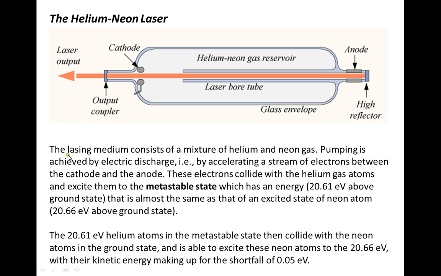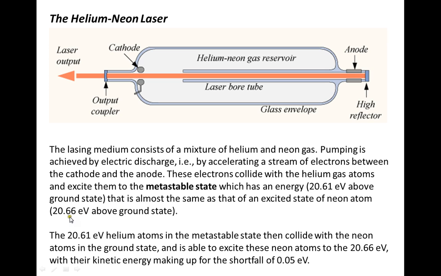Next, we have the helium neon laser. In the helium neon laser, there's a helium neon gas reservoir, and pumping is achieved by electrical discharge, accelerating a stream of electrons between the cathode and the anode. These electrons collide with the helium gas and excite them to the metastable state, which has an energy of 20.61 eV above the ground state.